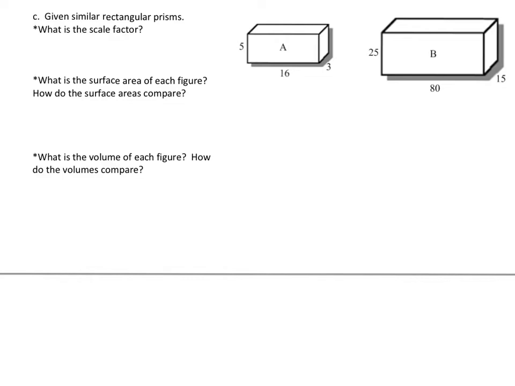Unit 6, Section 3. Here we have examples C and D. So this is when we're going to start to play with 3 dimensions. So we have similar rectangular prisms, A and B. So first, what's the scale factor?